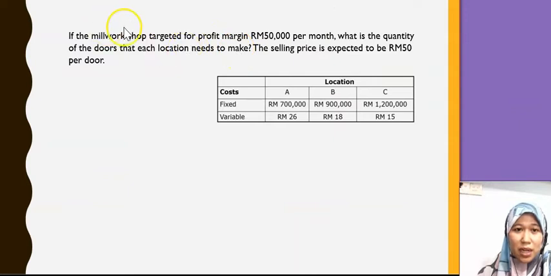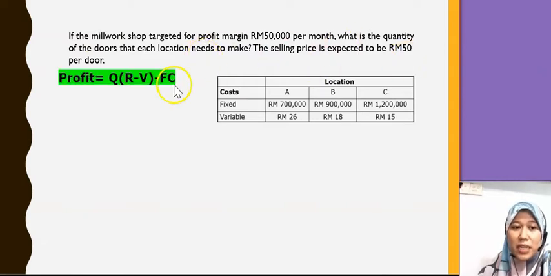Soalan kedua kata, kalau dia nak profit 50,000, what is the quantity of each location? And selling price dia RM50. So yang ini you kena guna this formula. Okay, formula ni formula profit nama dia. Okay, so profit keuntungan, Q adalah quantity, R adalah selling price, V adalah variable cost untuk location, and FC is the fixed cost untuk location. Okay, nampak tak? So you guna balik table ni. So dia kata untuk ketiga-tiga lokasi, what is the quantity?